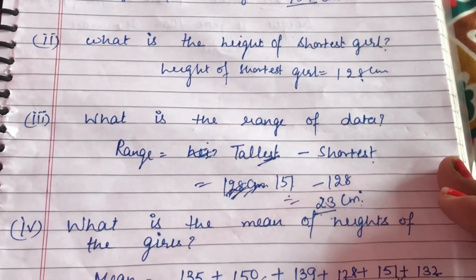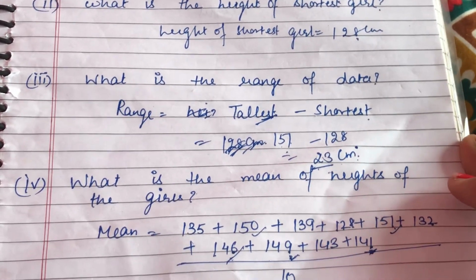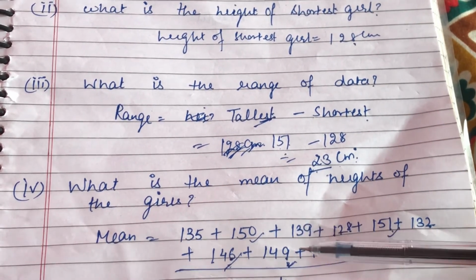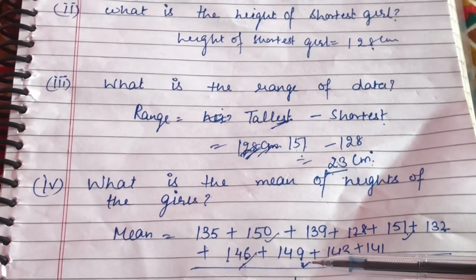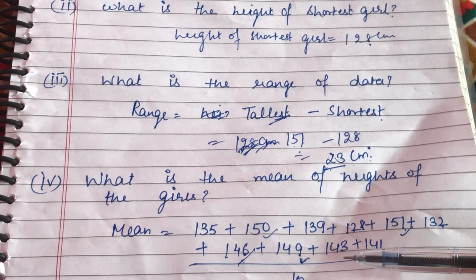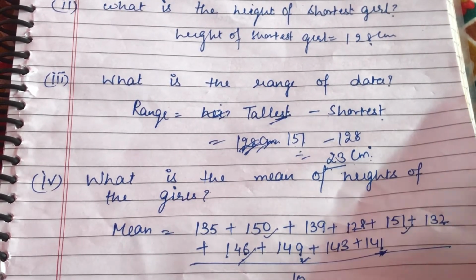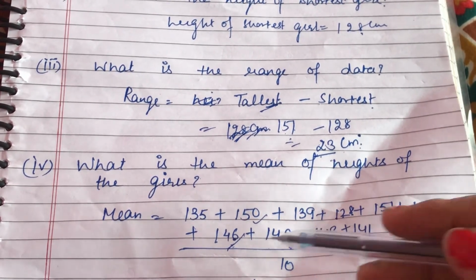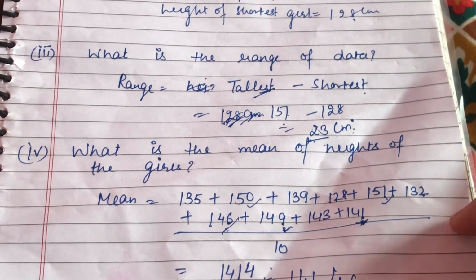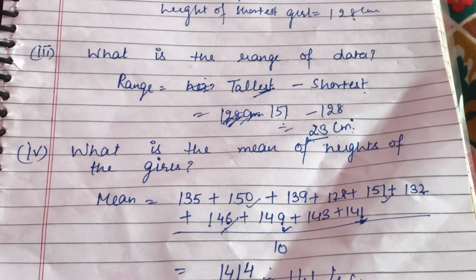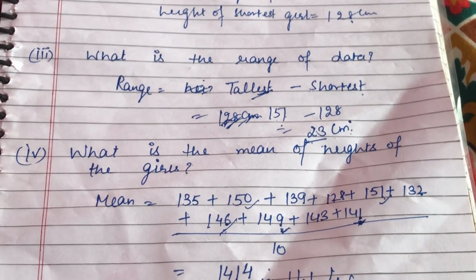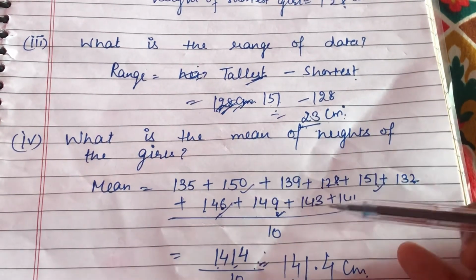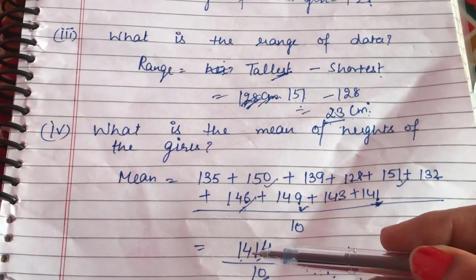In the next, fourth part, what is the mean height of the girls? We are given the heights of 10 girls. To find the mean, we sum up all the observations, all the heights of all the girls. 10 girls are there. I have already added all these numbers and will divide by 10, because the formula to find the mean is the sum of all observations divided by the total number of observations. After adding all these numbers, I got 1414.